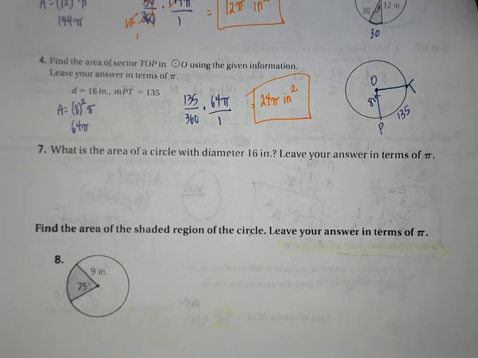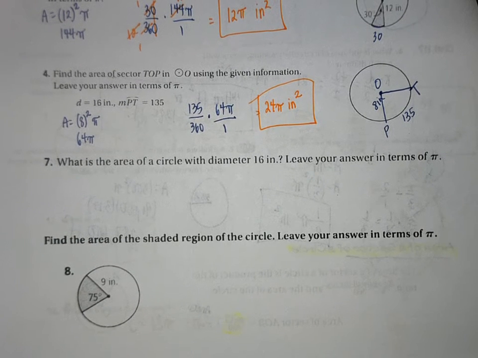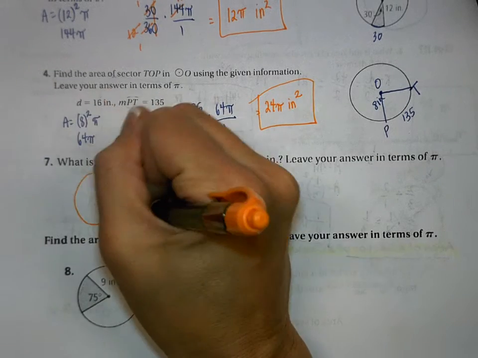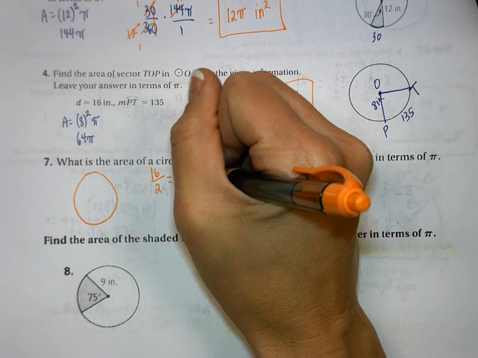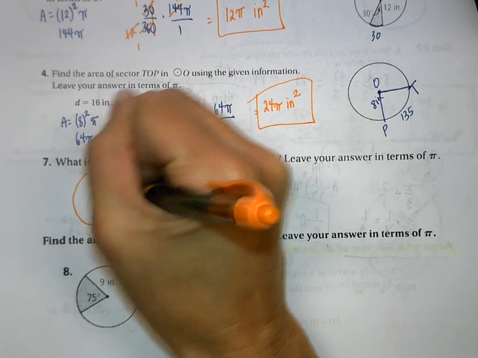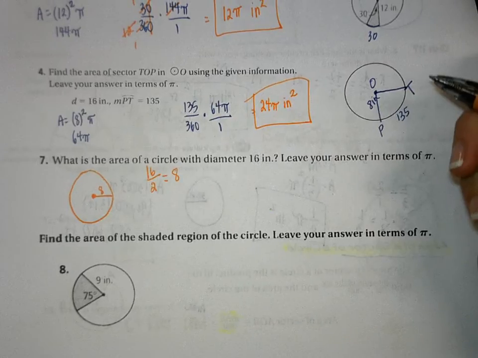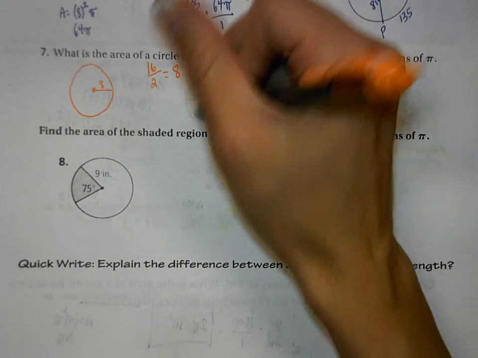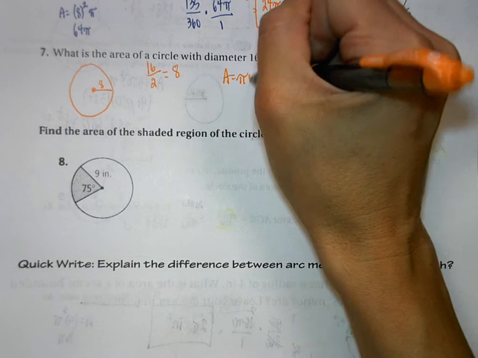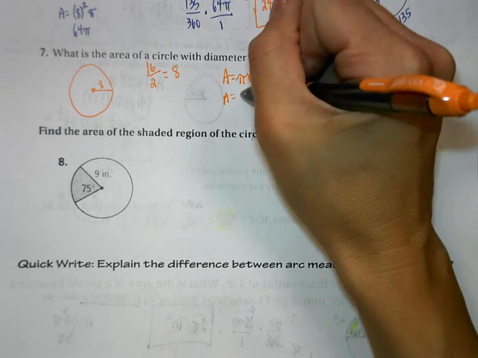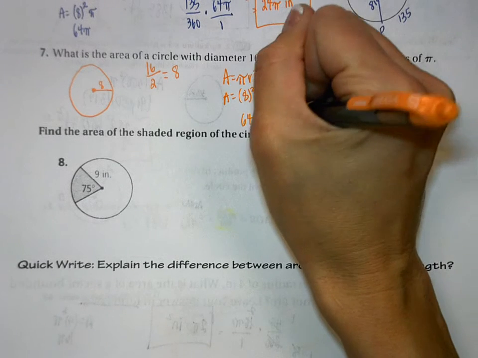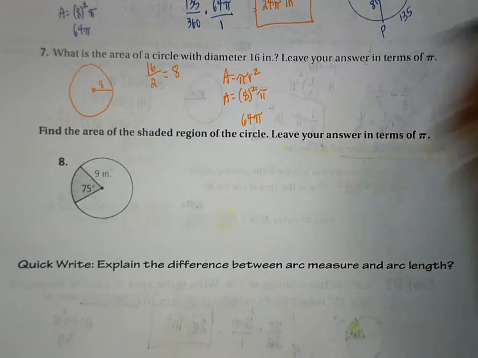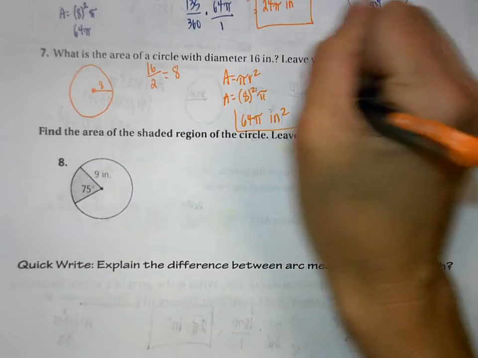Okay, number 7. What's the area of a circle with a diameter of 16 inches? Very good. If you ever have the diameter, we can find the radius by taking the diameter and dividing it by 2, and 16 divided by 2 is 8. So here my radius is 8. What's the equation for finding area? Good. So area equals 8 squared times pi. And so that is 64 pi and then what? Inches squared. Good. Make sure you always keep your measurements.